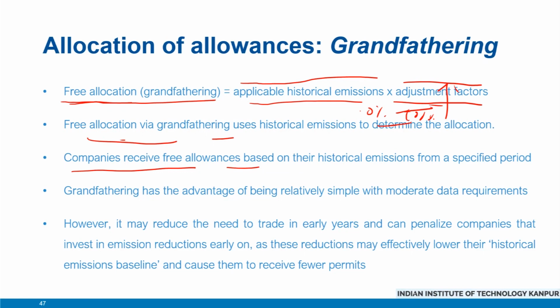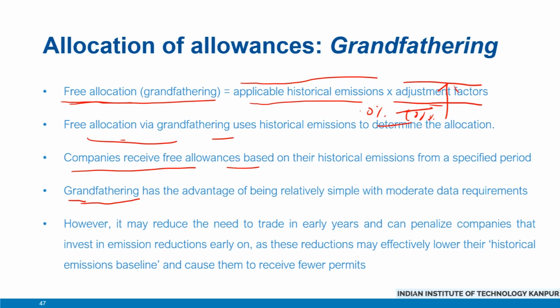So in that sense, if you look at this grandfathering approach, it has the advantage of being relatively simple, because you're simply allocating based on historical emissions from a specified period, and therefore it has very moderate data requirements. Moreover, it may reduce the need to trade in early years and can also penalize the companies that invested early in emission reduction.